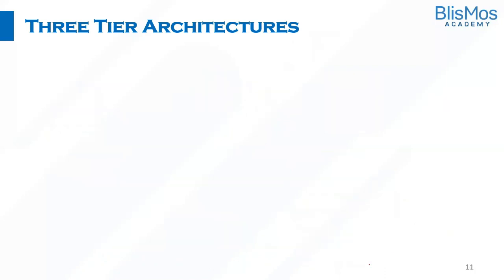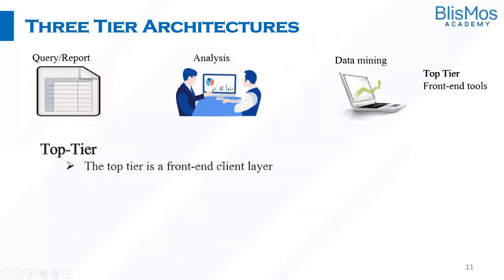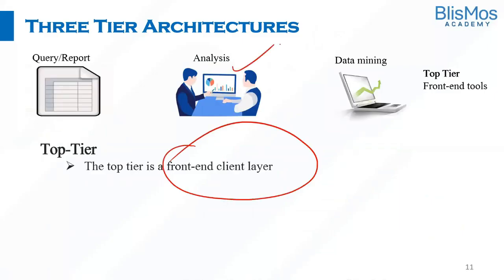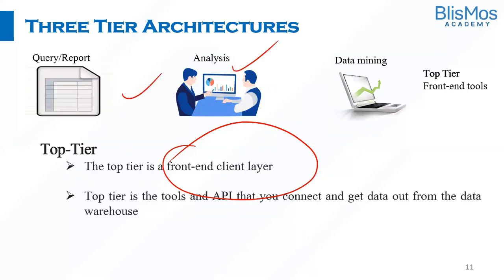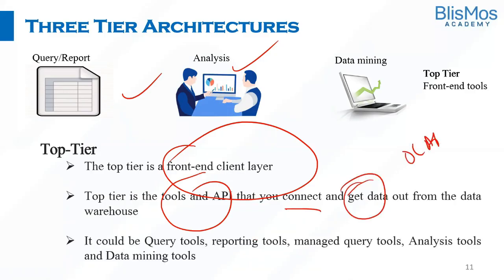So what is happening in the top tier? Here we have a front end client layer where we'll get jazzy reports. Top tier is nothing but the tools and APIs that users connect to get the data from the data warehouse via OLAP. Those tools can be query tools, reporting tools, managed query tools, analysis tools, or data mining tools.